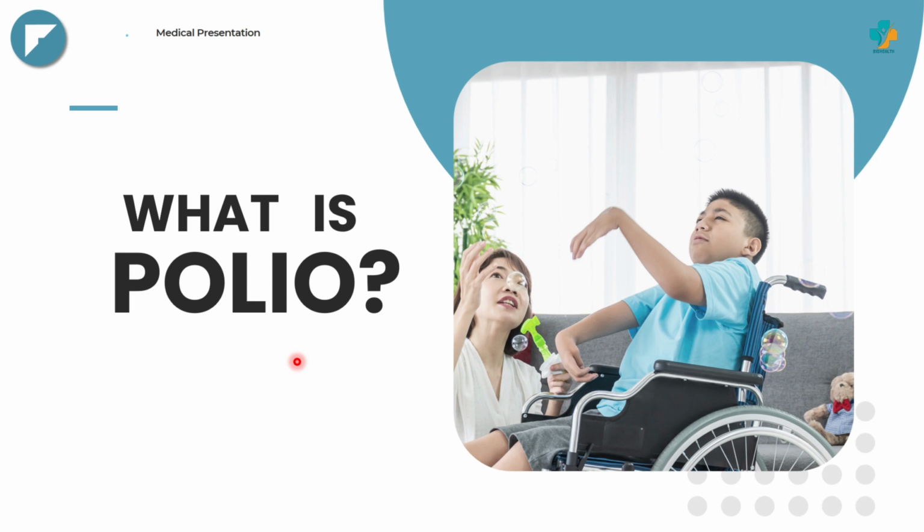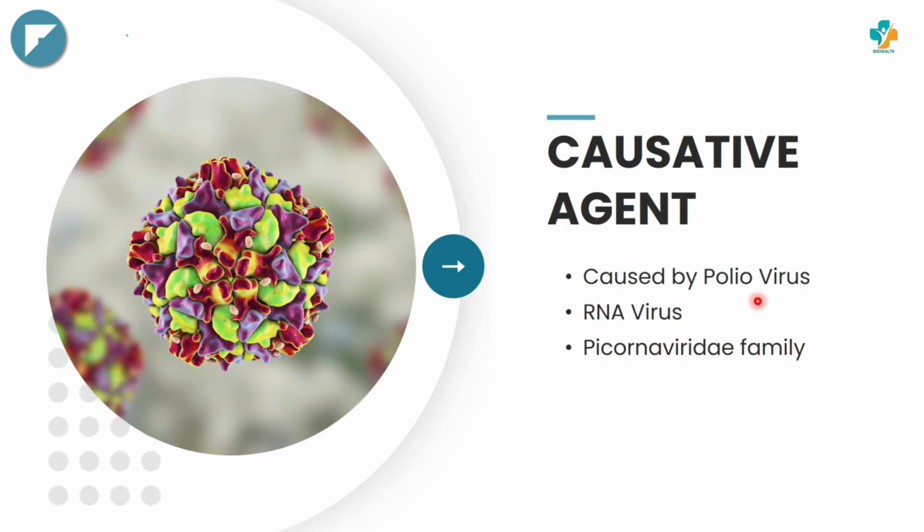Let's find out. The culprit behind this disease is the poliovirus, a small RNA virus that belongs to the Picornavirus family. It usually enters the body through the mouth and starts multiplying in the intestine. Now, you might wonder, how does it reach from the intestine to the rest of the body? Let's move to the next slide to understand that.